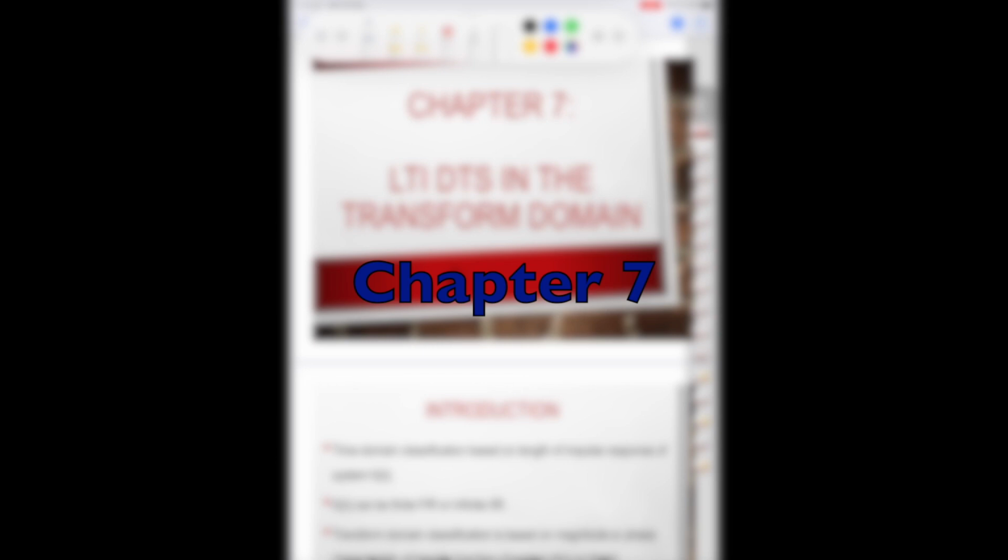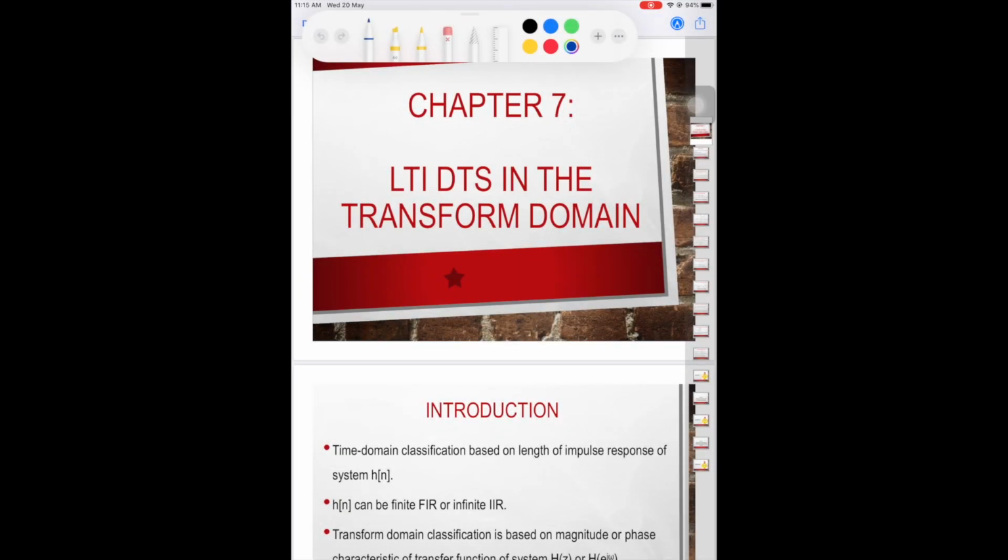Alright, so today I'm going to teach you chapter 7, which is on LTI discrete time systems in the transform domain form. If you look at the title itself, we have two keywords. One is linear time invariant discrete time system. Another one is transform domain. Basically, when you see the keywords transform domain, definitely you know that it must be in Z form. So the equation is coming from the Z domain.